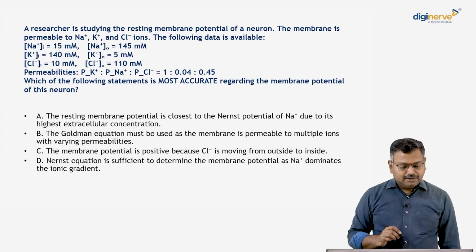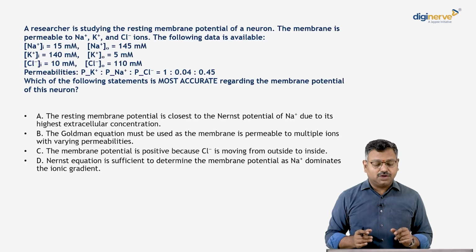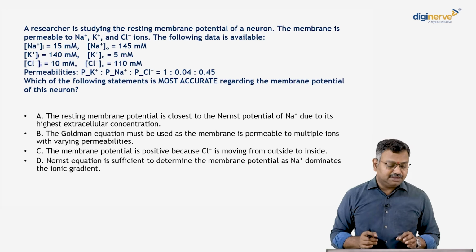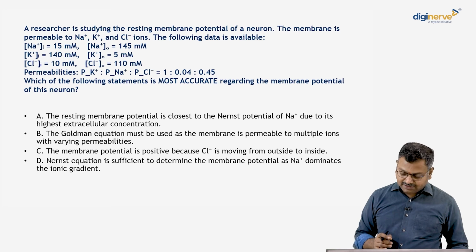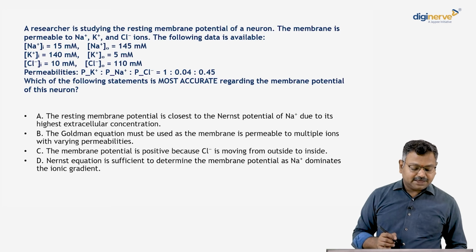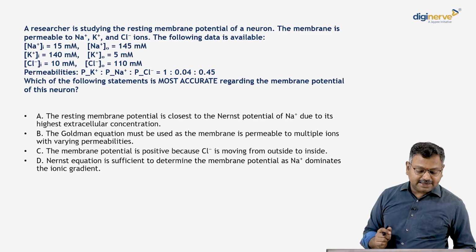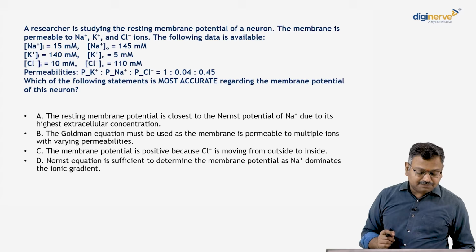Coming on to the next question here, a researcher is studying the resting membrane potential of the neuron. The membrane is permeable to sodium, potassium and chloride. The following data is available. Sodium, intracellular fluid is 15, extracellular fluid is 145; potassium is 140 and 5; chloride is 10 and 110. The permeability ratios are given as 1 : 0.04 : 0.05. Now which of the statements is most accurate regarding the membrane potential of the neuron?